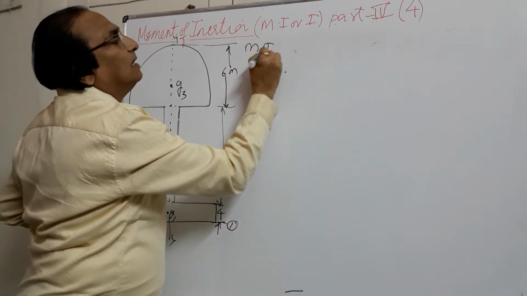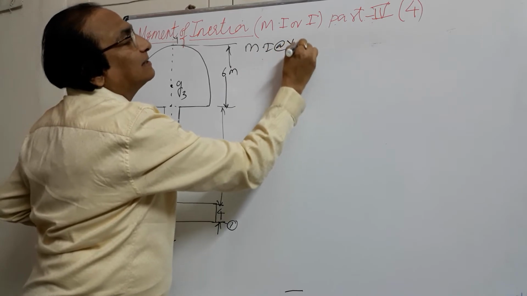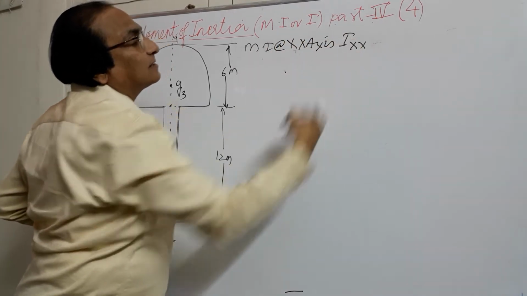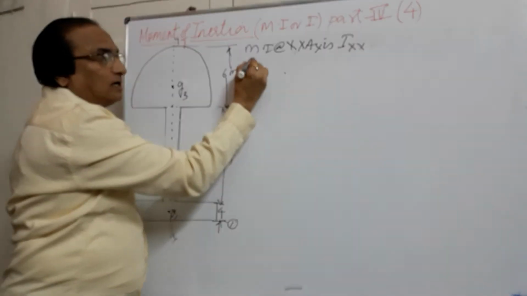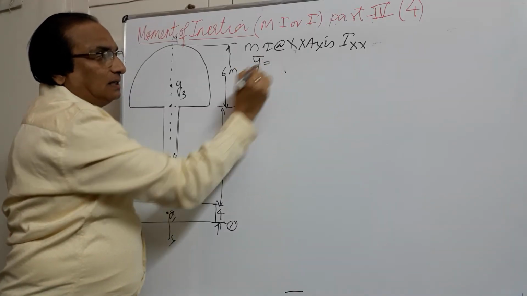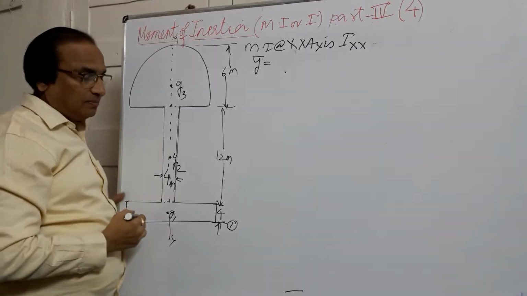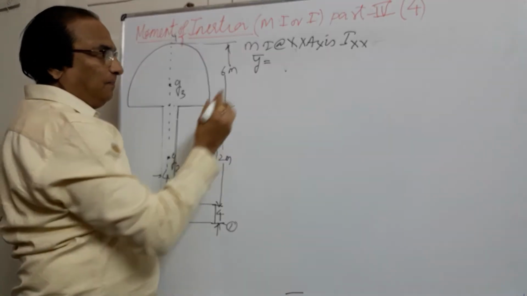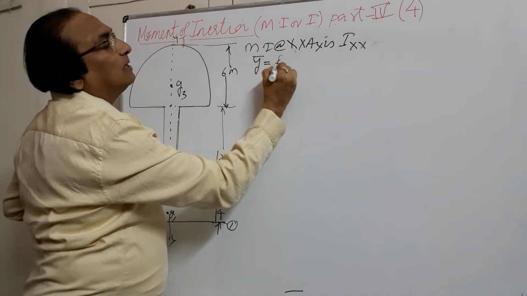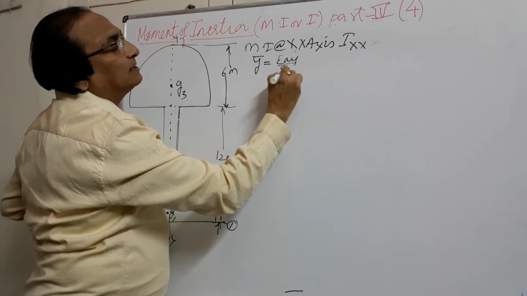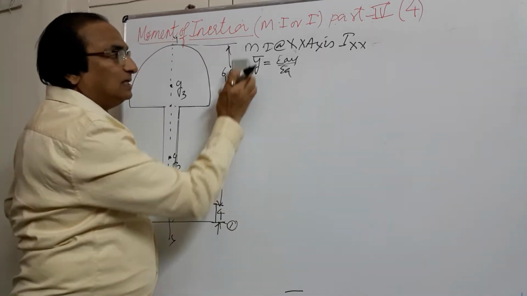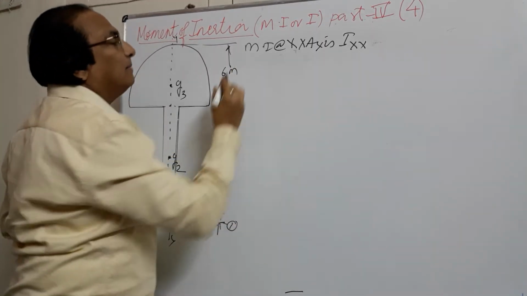That is, we are going to find out Ixx. The first job is to find the distance y bar, the distance of the center of the figure from the bottom. From the bottom, we will use the formula sigma ay by sigma a, then we will go for Ixx. For doing this, we will use a table.